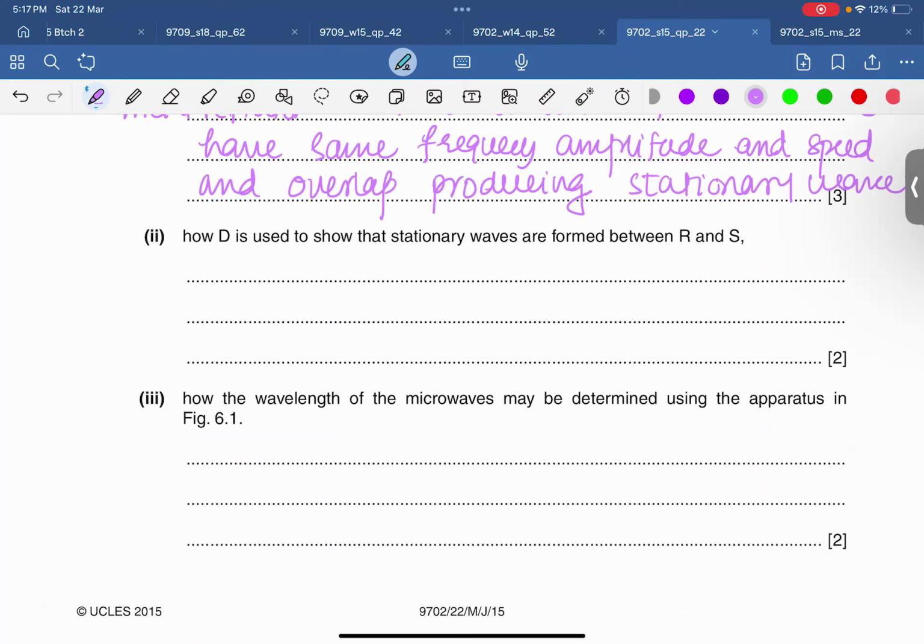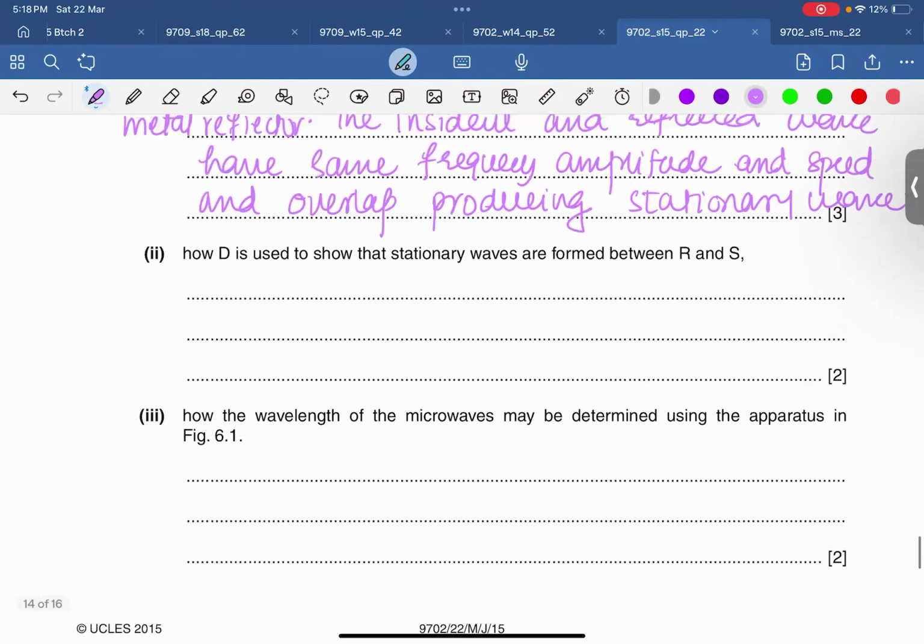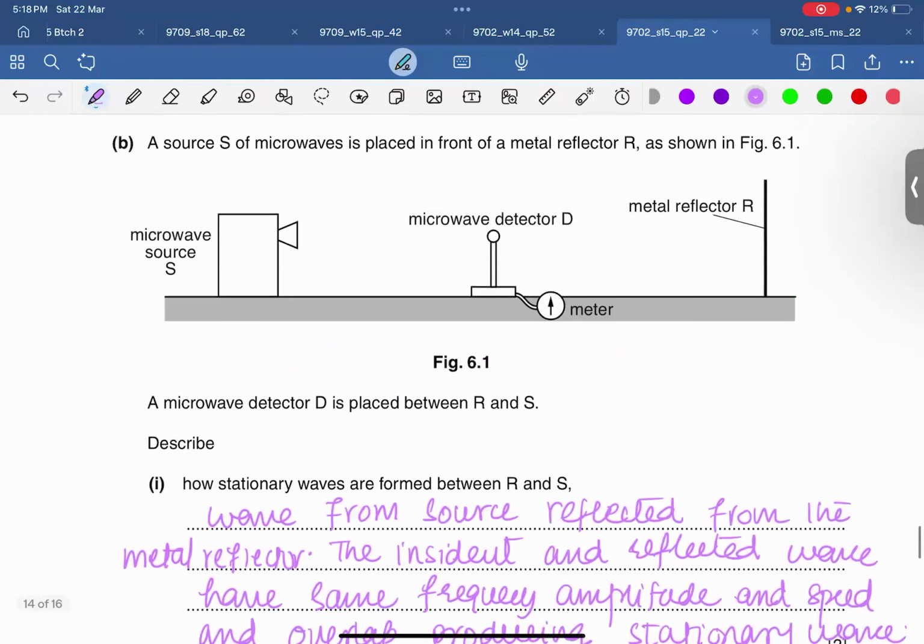How is the detector D used to show that stationary waves are formed between R and S? You can use it by seeing where there are nodes and where there are antinodes. When the meter goes down, it will be a node, and when it comes back to its original position, it will be an antinode.